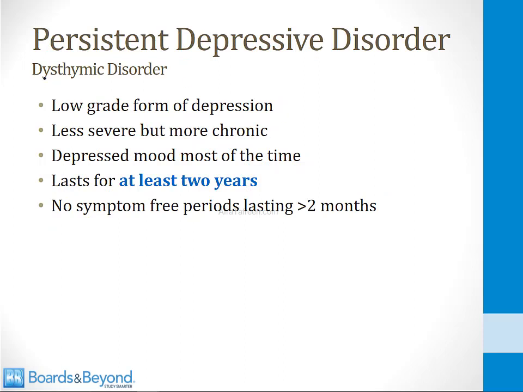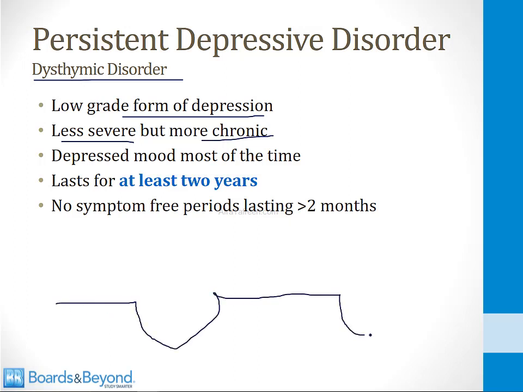Persistent depressive disorder, which is also sometimes called dysthymic disorder, is a low-grade form of depression. It's less severe than major depressive disorder, but more chronic. As I told you earlier, patients with major depressive disorder tend to have episodes. They'll be euthymic and then get depressed, and then be euthymic and then get depressed. Patients with persistent depressive disorder tend to be mildly depressed, but for longer periods of time.